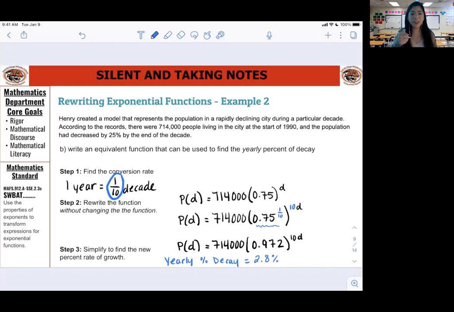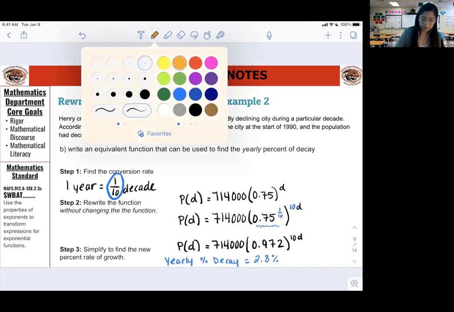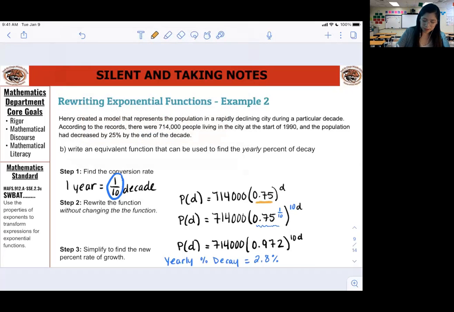2.8%. So be careful, Lauren. Don't worry. Everybody, this happens to me all the time. Remember, you're looking for the number that you took away from 1 in order to give you 0.972. So let's go back for a moment. What was the decade percent decay? Decade percent decay. 75%. Careful.